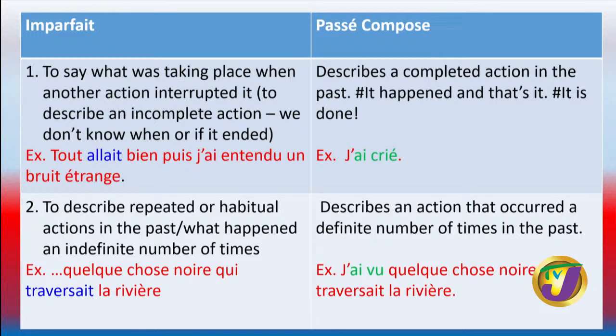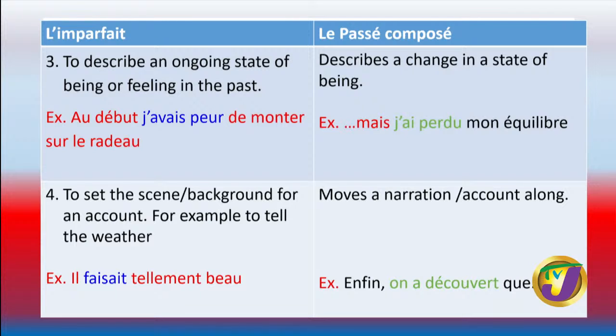All right. So for the passé composé, or let's just go through all of them for the imperfect tense. For the imperfect tense, it says it is used to describe a repeated or habitual action. Repeated habitual actions, again in the past. So it's explaining what happened an indefinite number of times. It's good to underline the word indefinite, so we don't know how many. So here's another example. Quelque chose noir qui traversait la rivière. So it was going across the river.